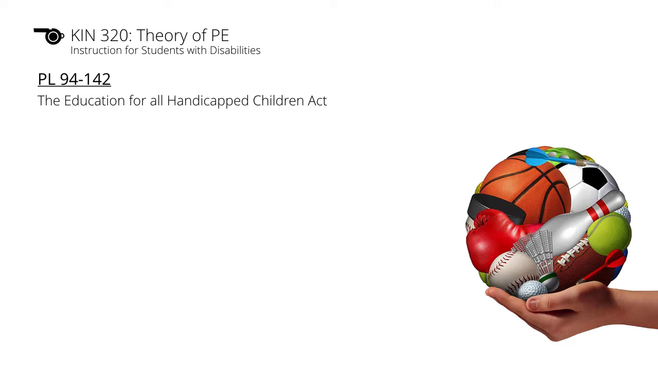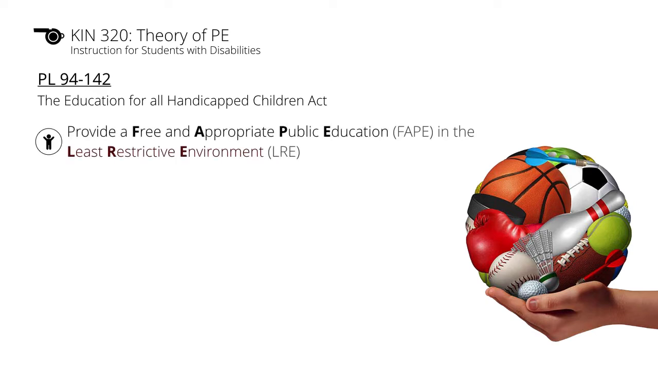Now, PL, or Public Law 94-142, which is known as the Education for All Handicapped Children's Act, was passed in 1975. And this law was passed to guarantee that all students with a disability be provided with a free and appropriate public education. And one of the goals of this was to improve access to education for children with disabilities, which included physical education, of course.